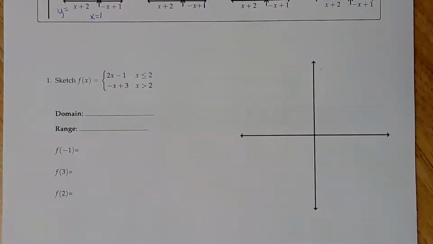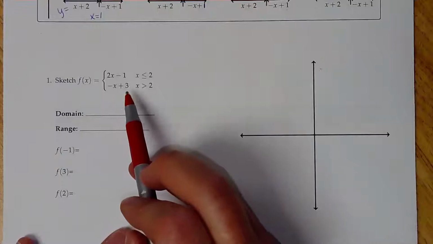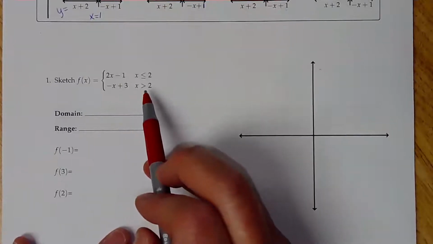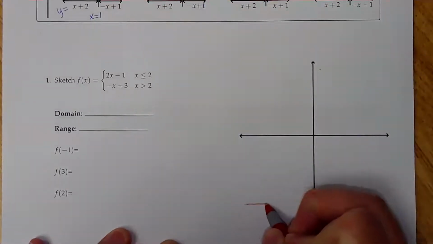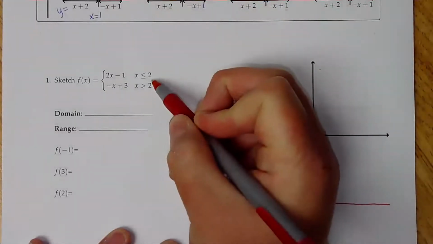All right, so let's do an example of sketching a piecewise function. So I have f of x is equal to 2x minus 1 when x is less than or equal to 2, and negative x plus 3 for x greater than 2. So I put my number line down here at the bottom, and my fence line is where I'm switching functions.